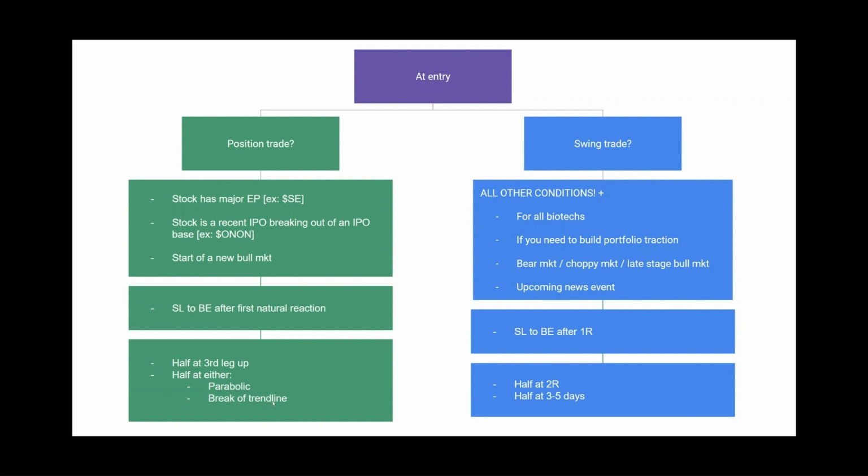For a swing trade, the rules are super simple. I'm just going to sell half the stock at 2R, which is twice the risk multiple. I already discussed what a risk multiple is when I was talking about the stop loss. So I hope you guys remember that. And I'm going to sell the other half in 3 to 5 days. Let me show you examples of what each of these criteria look like, so you have a good sense of them and also the logic behind them.